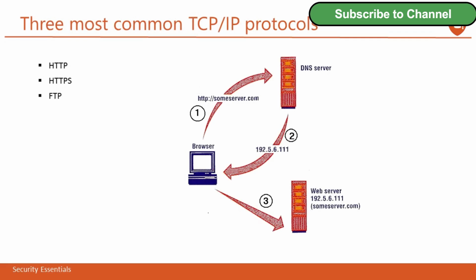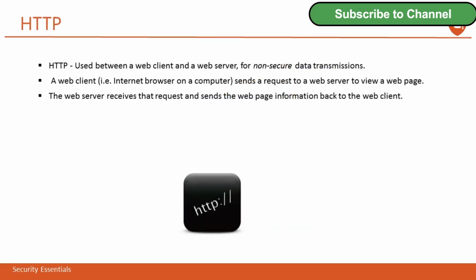The 3 most common TCP/IP protocols are HTTP, HTTPS, and FTP. These are TCP/IP protocols. We will see HTTP first. So HTTP, or Hypertext Transfer Protocol, is used between a web client and a web server. Whenever you are using your browser, you can see HTTP in your URL. In your address bar, you can see HTTP, and it is used for communication between client and server for a non-secure data transmission. As I said, it is a non-secure data transmission.